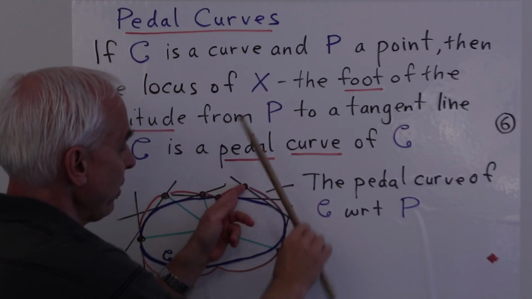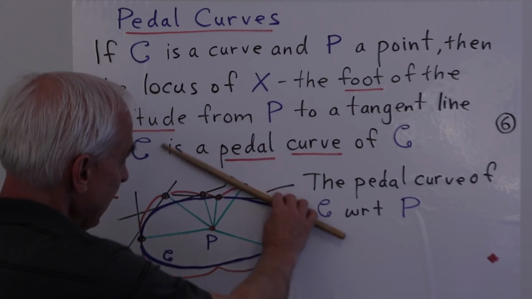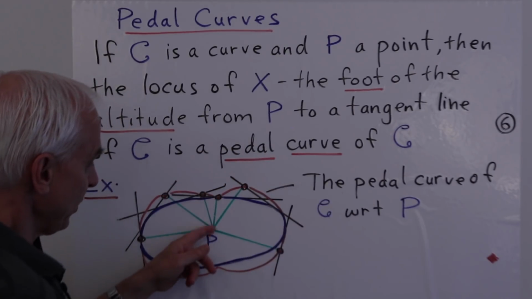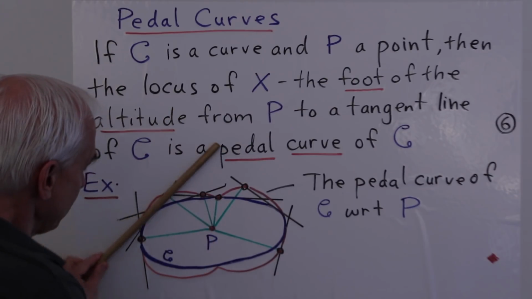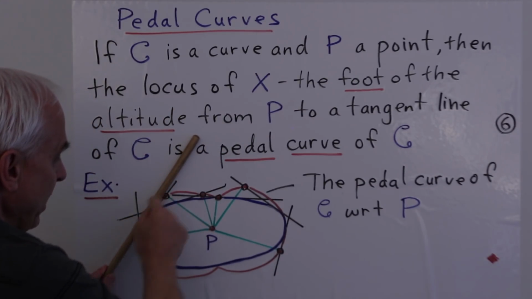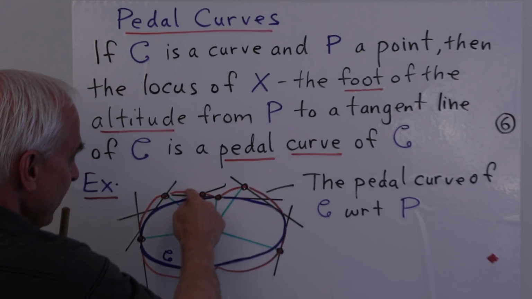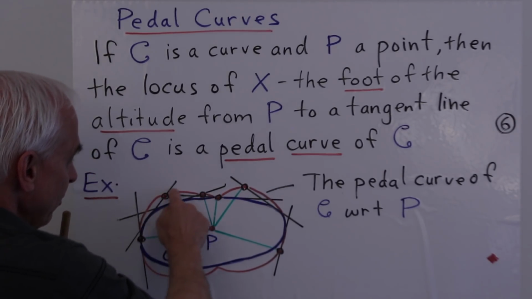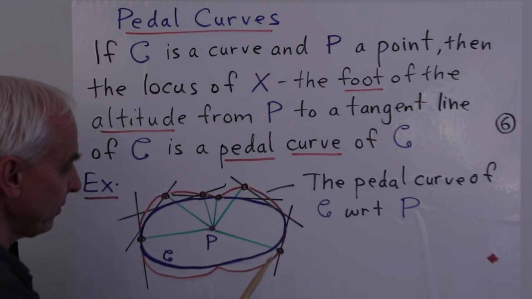So we get that point right there. That's a point on the pedal curve. Then we choose a different tangent, say that one there, we would get that point. If we choose this as the tangent, then the pedal point would be that one. If we choose this tangent, the pedal point would be that one. So then the locus of this foot of the altitude will trace out this curve that I'm drawing here in red. Okay?